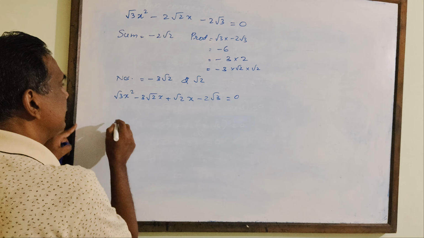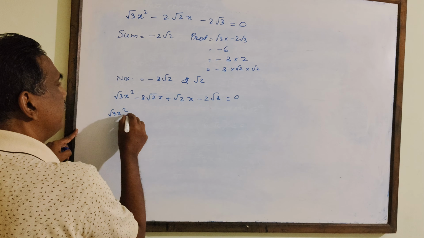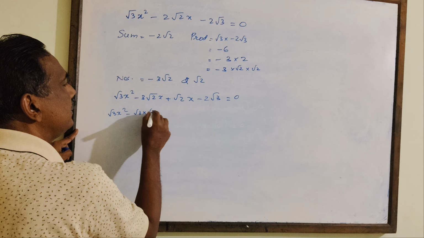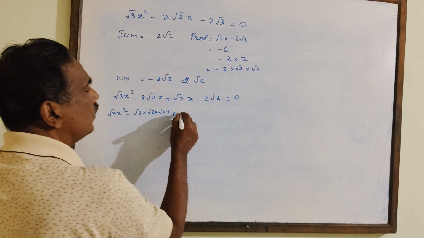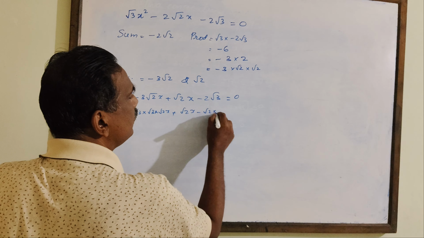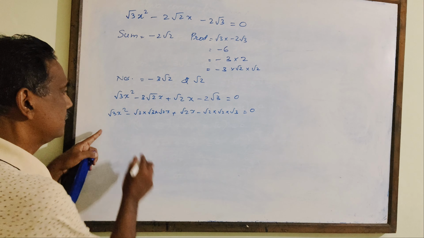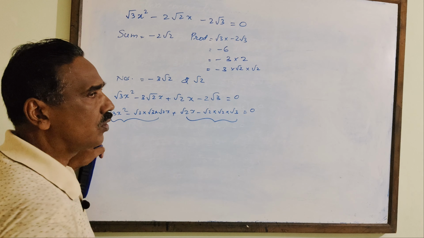Now from this you can see root 3x square, this 3 can be changed as root 3 into root 3 into root 2x plus root 2x minus, from here it is root 2 into root 2 into root 3 equal to 0. See the two terms here and two terms here, take common.